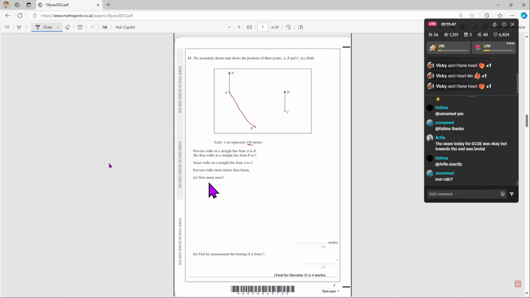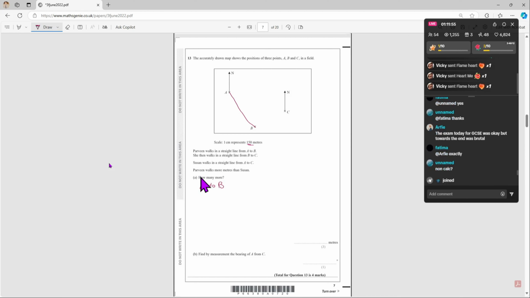In the chat, tell me if you know how to use a ruler. I'm just asking, do you guys know how to use a ruler? And how to measure stuff on a ruler? Okay. If your answer is a no, then that's a bit concerning.